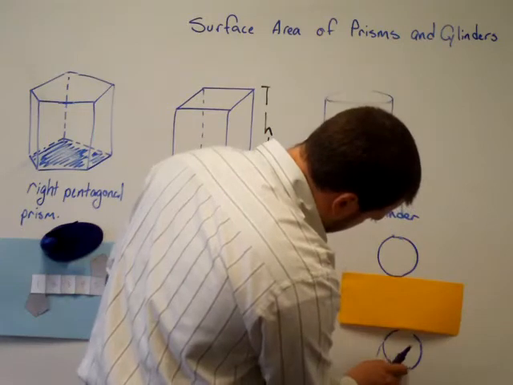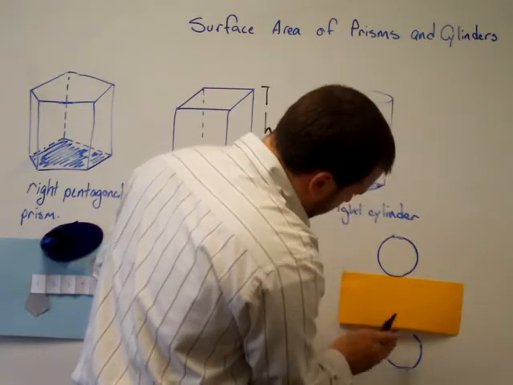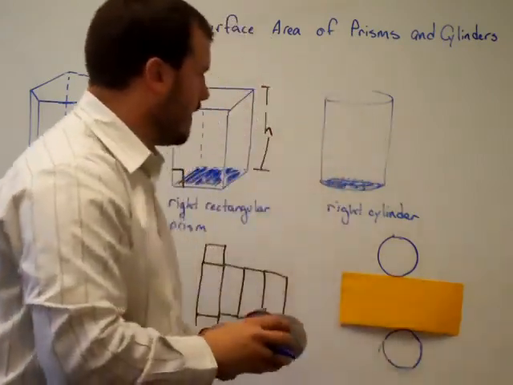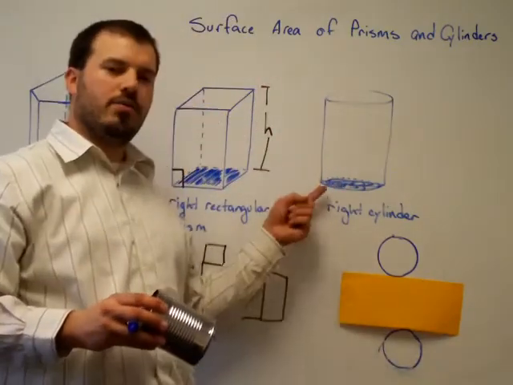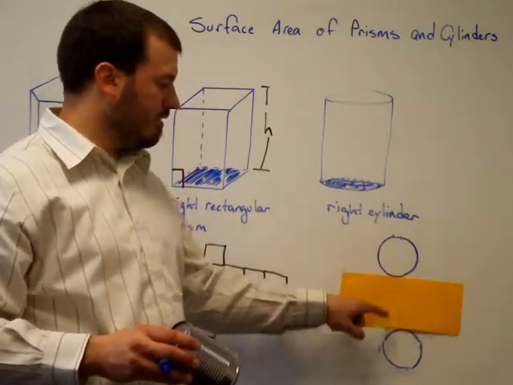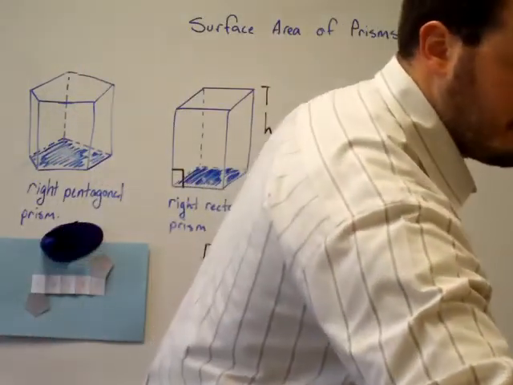That was pretty evident. Get the idea. So in order to find the total surface area of the right cylinder, I would just have to find the area of the two circles and add it to the area of the rectangle.